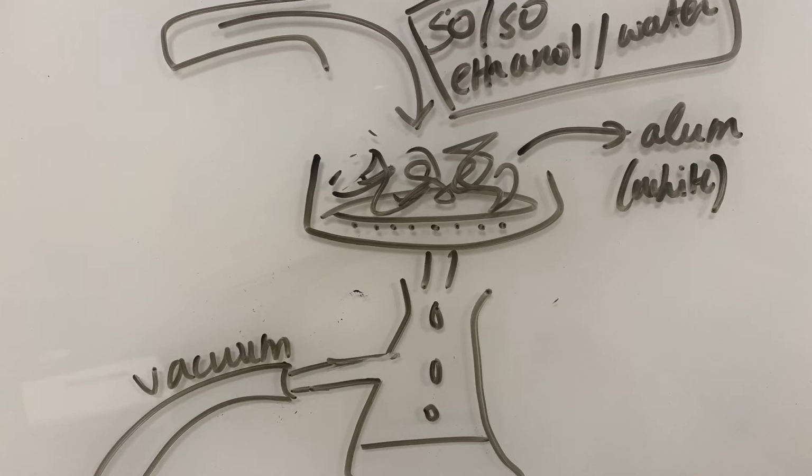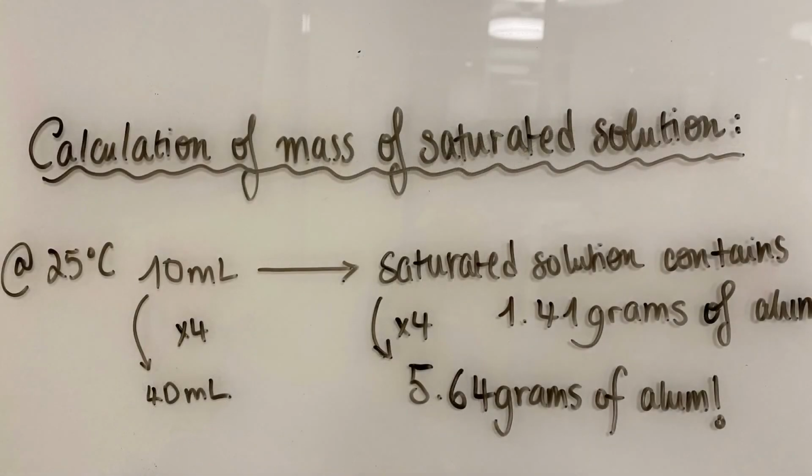In order to separate the solution from the alum, vacuum filtration was employed. Lastly, a saturated solution of alum was formed by weighing out the mass that will lead to a saturated 40 ml solution when added to distilled water. This number corresponded to 5.64 grams according to the following calculations. The solution was distributed into vials and taken home to observe.